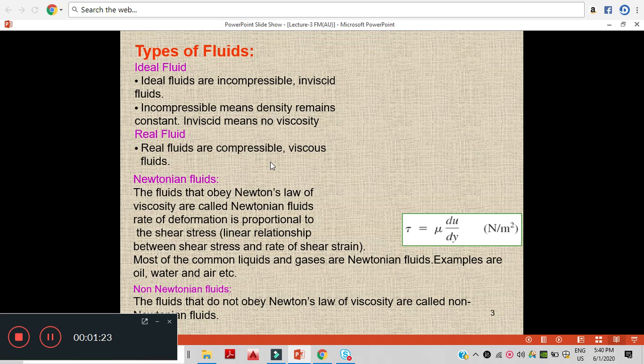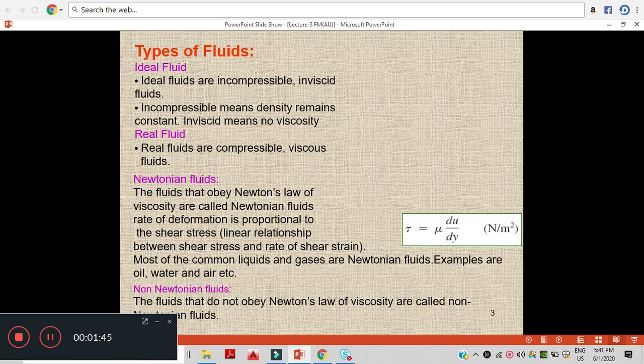Okay, so the real fluids are basically of two types. Real fluids, we all know in our daily life: the water, the oil, the honey, air, and all those fluids are real fluids. But in the real fluids also we have two types: Newtonian fluids and non-Newtonian fluids.